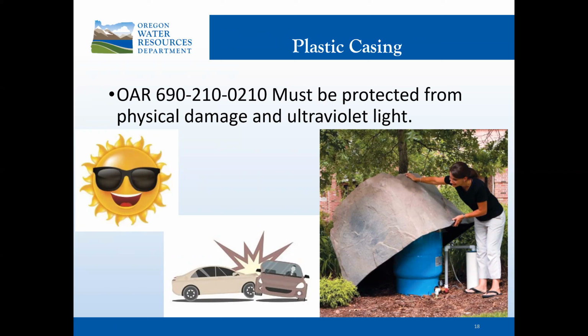The alternate means of protecting plastic casing from ultraviolet light and physical damage is using a wellhead bunker. And the requirements of that bunker are that it's made of concrete, hard plastic, fiberglass, or wood, or another structurally sound material, and it protects that casing from both physical damage and ultraviolet light. That bunker must completely surround the well and be fitted with a lid and not interfere with access to the wellhead.